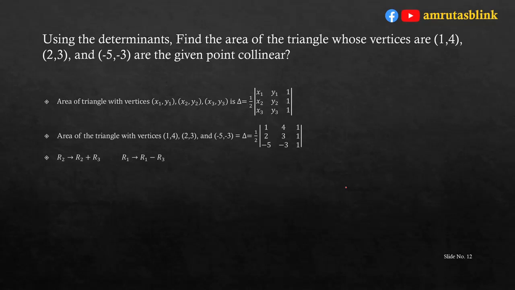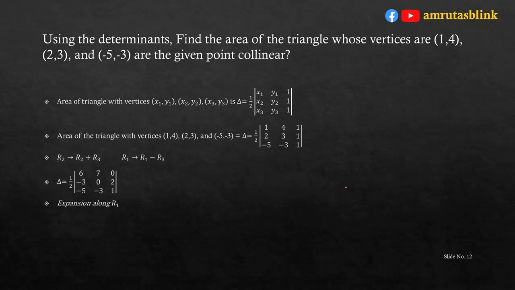Now, either you can directly solve or you can reduce the determinant. Here I have reduced the determinant by applying the operations R2 becomes R2 plus R3 and R1 becomes R1 minus R3. So, delta is equal to, now R1 is R1 minus R3: 1 minus minus 5 is plus 6, 4 minus minus 3 is plus 7, 1 minus 1 is 0. R2 becomes R2 plus R3: 2 plus minus 5 is minus 3, 3 plus minus 3 is 0 and 1 plus 1 is 2. And R3 as it is: minus 5, minus 3 and 1.